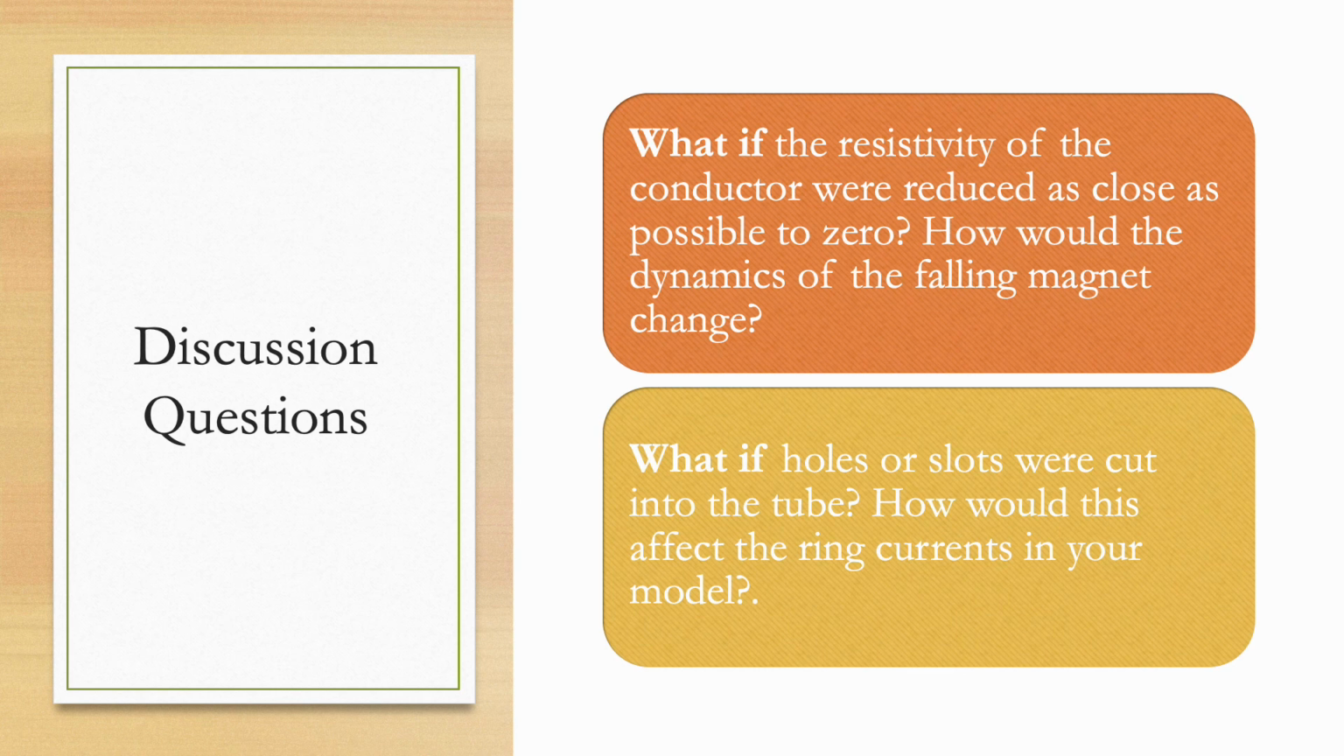What if the resistivity of the conductor were reduced as close as possible to zero? How would the dynamics of the falling magnet change? If this were the case, the induced current would be very big. As a result, the magnet would fall through the tube much slower.